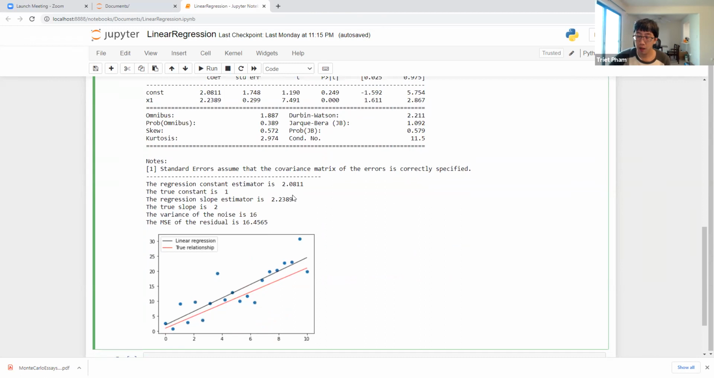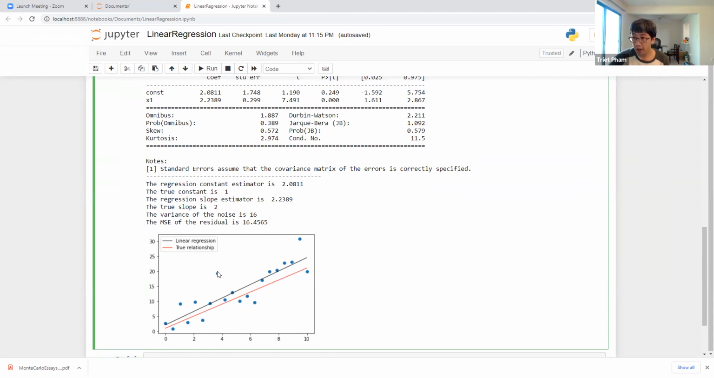So for this particular one, of course, the true constant is 1, the true slope is 2, as I showed you. The constant estimator is 2, pretty far away. The slope does a better job, 2.2. The noise is even better. This is the sigma square estimator, 16 versus 16.4. And here is the true line, the line of the true relationship of the mean.